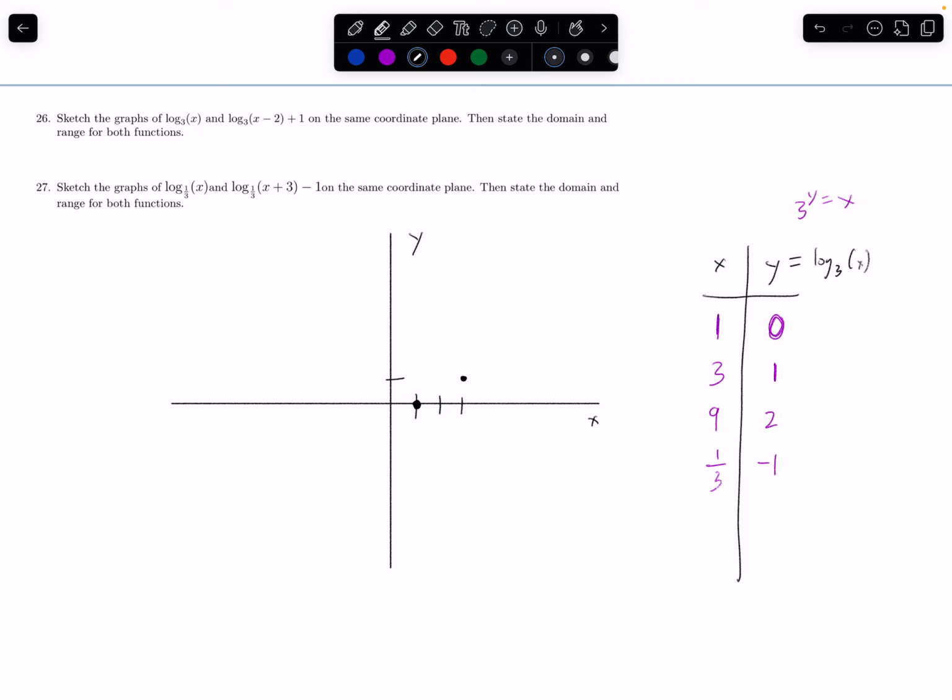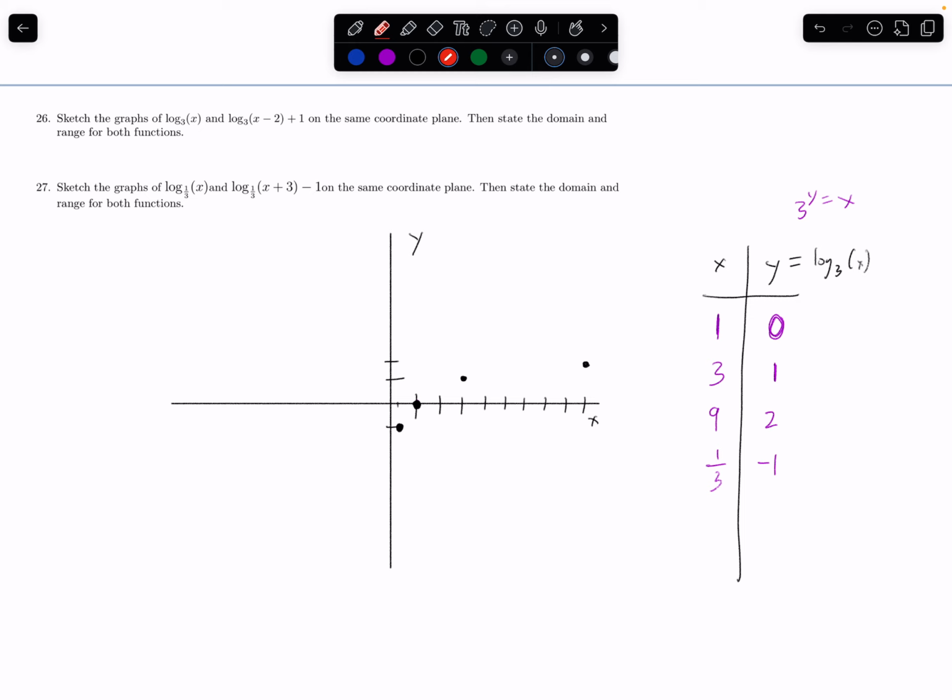And then, what is it? 9, 2. Yeah, and then 1/3, -1. So 1/3, -1 is right about here and here. So now let's connect these dots.